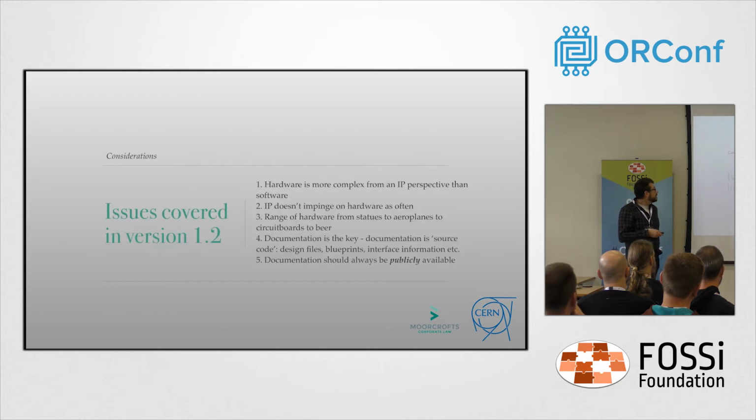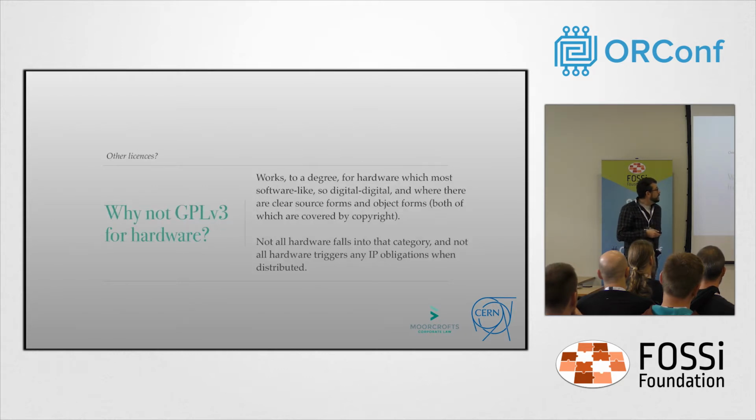So people are saying, why can't we use GPL version 3 for hardware? Doesn't that do the same thing? And indeed, if you read GPL version 3, it does mention some items of hardware in there, like semiconductor masks. And to a degree, it does work. It works best for the sorts of hardware that are most similar to software. So sort of digital designs, then it can work to a degree. But there needs to be a clear distinction between the source forms and the object forms.